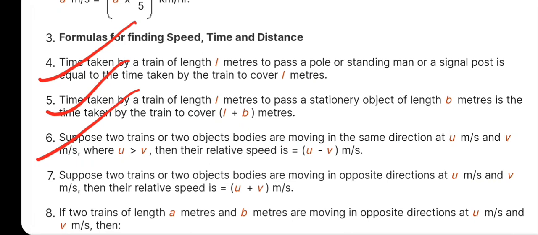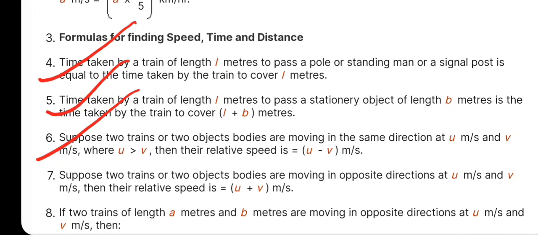Next we are going to discuss the opposite direction. Two objects with velocities u and v moving in the opposite direction, then the relative speed is found using u plus v. If v is in the negative direction, then it becomes u minus v. So if the objects are in opposite directions, the relative speed is u plus v meter per second.